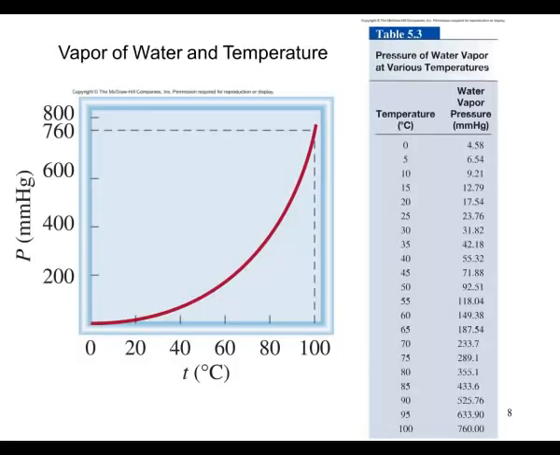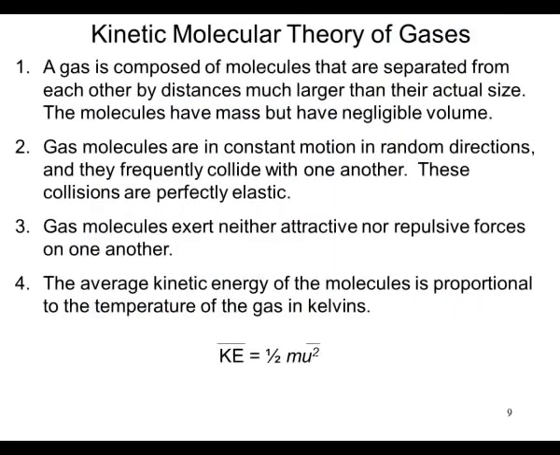Here's a graphic showing the vapor pressure of water versus temperature. Notice that it's not linear. The table to the right gives the values of the vapor pressure at various temperatures.